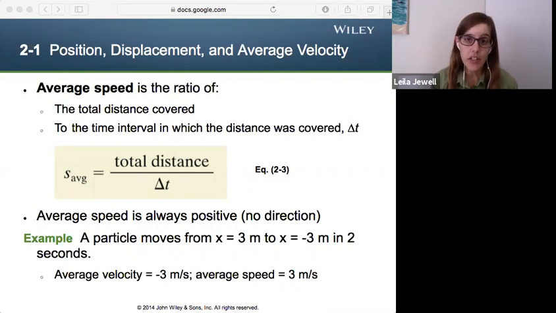So now we've gotten an introduction to kinematics, our study of motion, and some of the variables we'll use for it: position, displacement, average velocity, and average speed. Stay tuned, there is more to come.